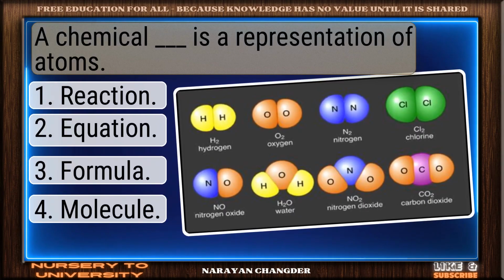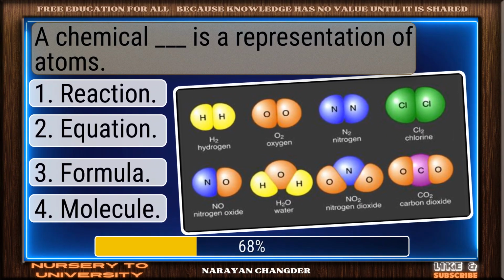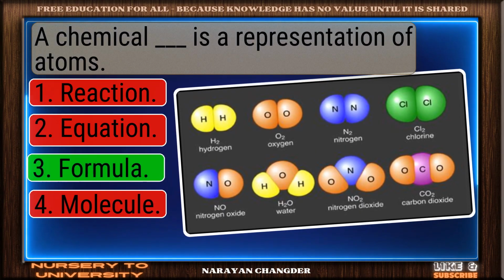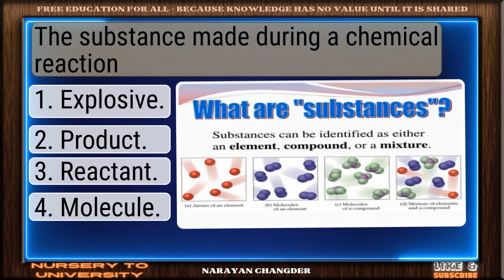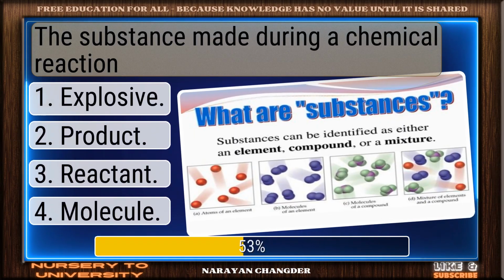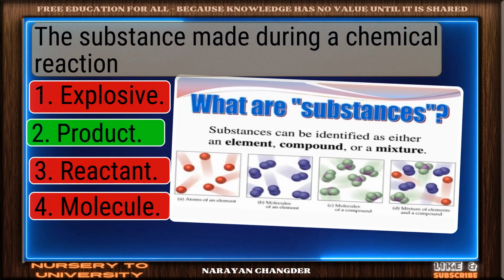A chemical dash is a representation of atoms. Correct. Formula is the right answer. The substance made during a chemical reaction. You got it. Your choice product is right.